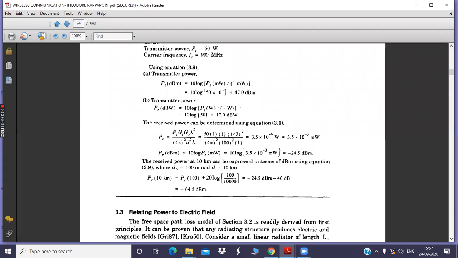Earlier the distance was 100 meters, which can be called a close-in distance or reference distance. And later I installed my practical receiver 10 kilometers away from the transmitter, and later I found that the received power has again decreased to minus 64.5 dBm.